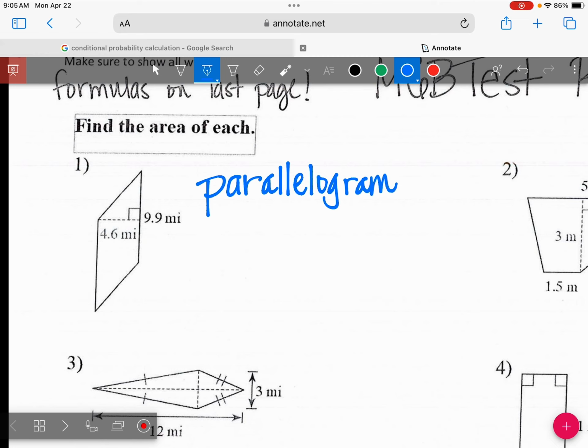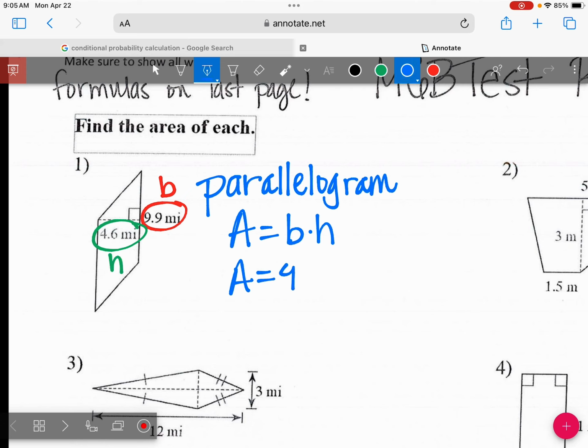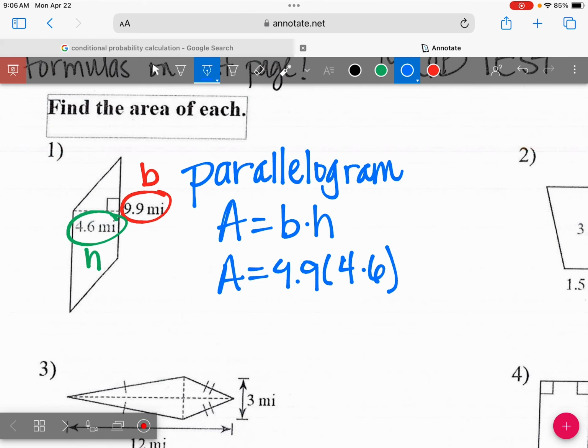So to do parallelogram, area equals base times height. So this is your base, and this is the height. So all you're doing is multiplying 9.9 times 4.6. Go ahead, pick up your calculator. And you should get 45.54, and it would be miles squared. That is your area.